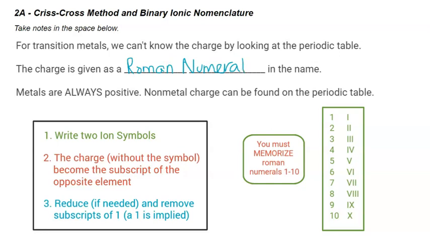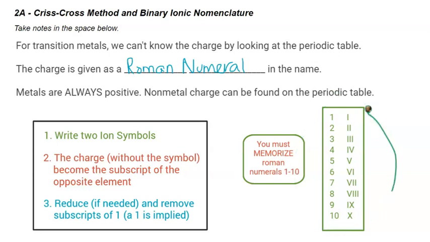Since metals are always positive, we know that the sign on our charge is going to be a plus sign, but we just need to know how much positive charge the transition metal has. And then once we know that charge of the transition metal, we can find the charge of the nonmetal on the periodic table. Now, to be able to write formulas for ionic compounds that include transition metals, you do need to know Roman numerals 1 through 10.